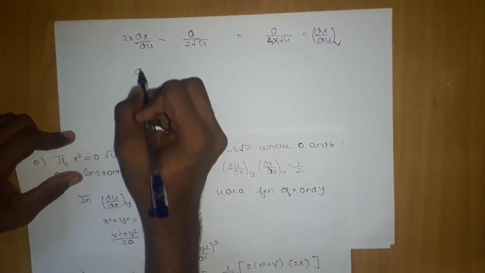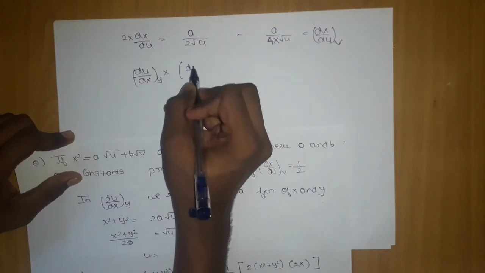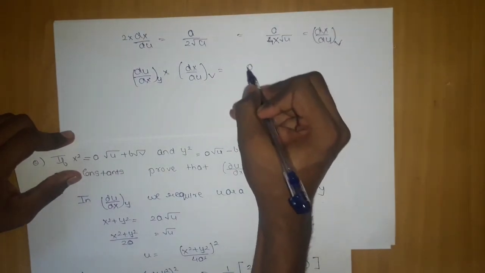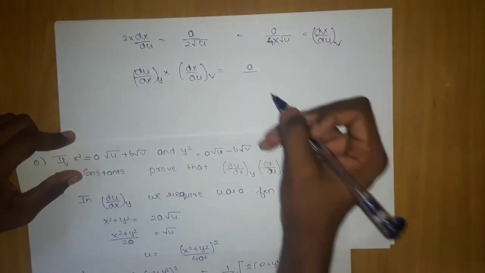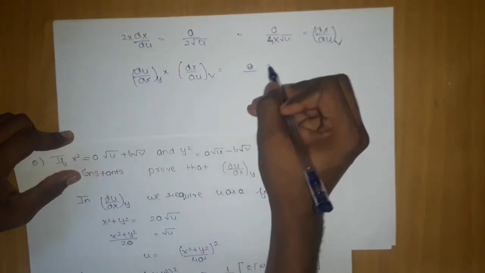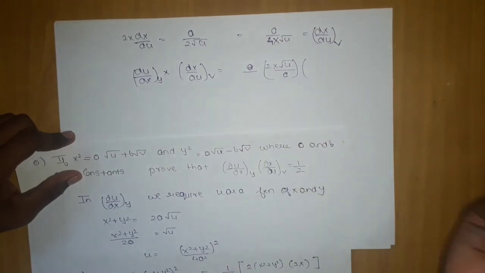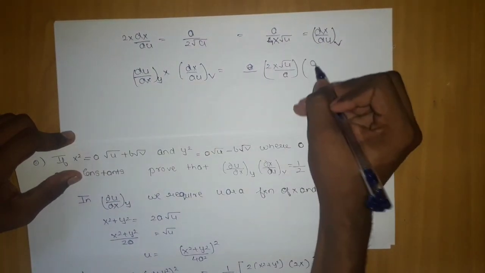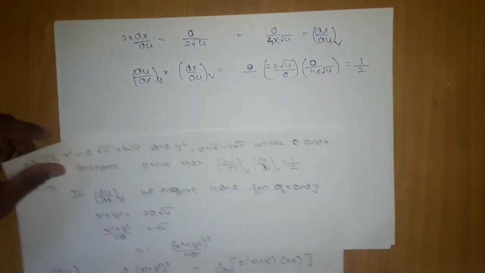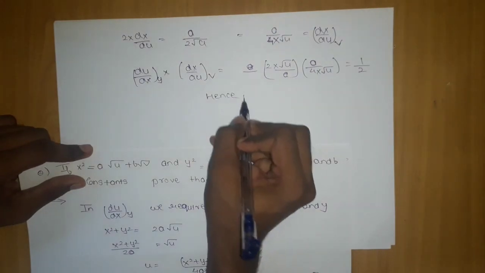So what I wanted was ∂u/∂x keeping y constant into ∂x/∂u keeping v constant, which is nothing but 2x under root u by a into, from here, a by 4x under root u. If you observe, we are getting 1 by 2, which is what they wanted us to prove, hence proved.